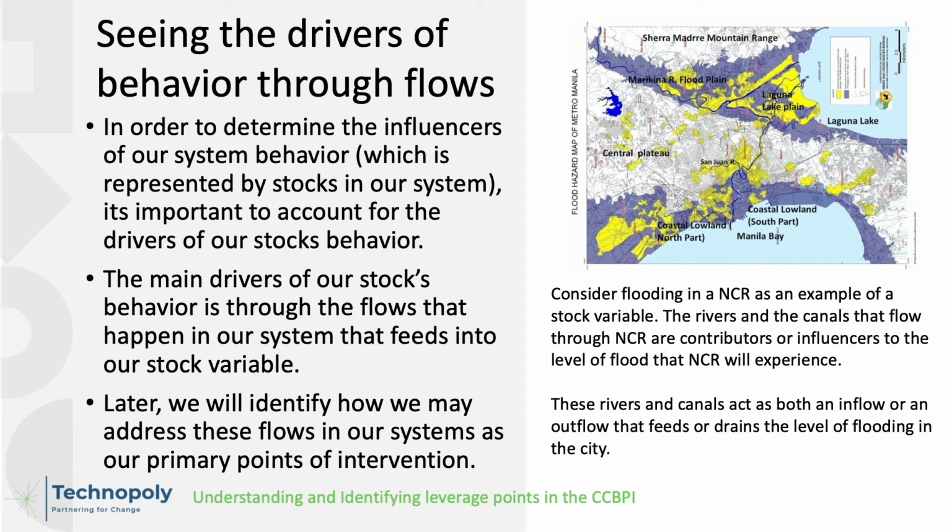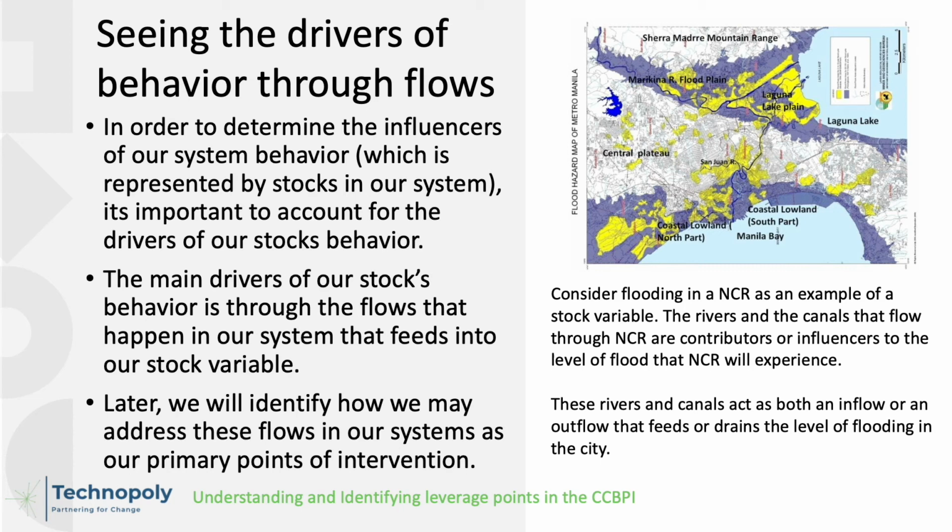By being able to see flows, we are now looking for drivers of the behavior in our stocks. In order to determine the influencers of our system behavior, which is usually represented by a stock, it is important to account for the main drivers of our stock's behavior. These main drivers usually are the flows that happen in our system that feed into our stock variable. Later on, by knowing these drivers or flows, we can have an indication of where our primary points of intervention can be.